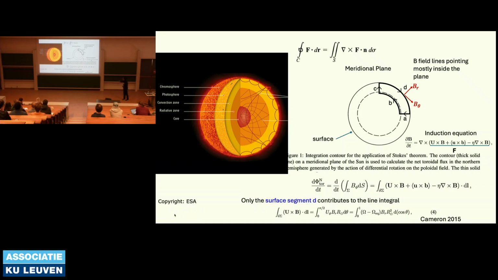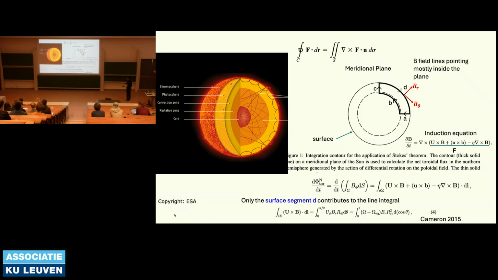This is a meridian plane, like this plane. And this contour, so if we want to calculate the toroidal magnetic field flux, which is essentially the B phi surface integral, you can convert this to a line integral by using the induction equation. And then in the end, you end up with a line integral. So you only need to integrate the surface element, which is a D element here. So this will finally become this very nice form here.